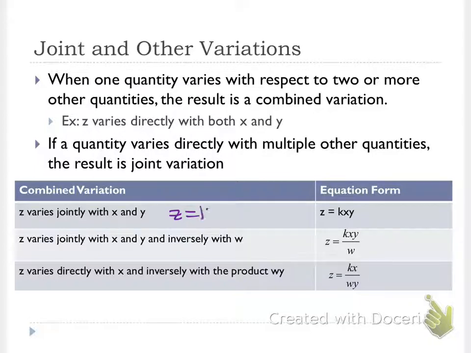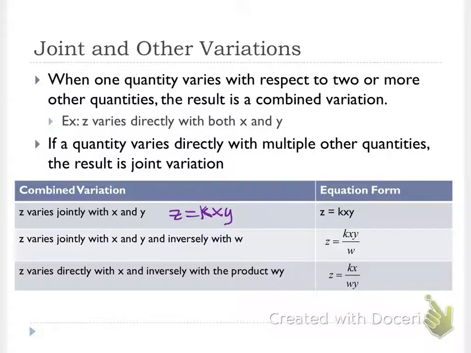So there's our constant, right? You always have a constant of variation. You always have a constant of variation. Remember that. Say it to yourself over and over again. You always have a constant of variation. Jointly with X and Y, that means multiplication. Directly means multiplication. So X times Y.